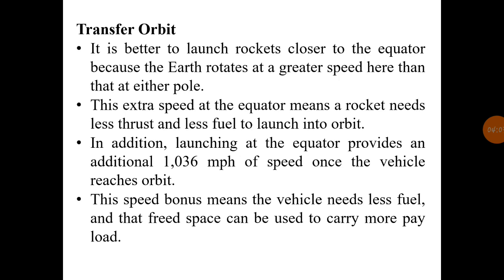The transfer of orbit. It is better to launch rockets closer to the equator, because the Earth rotates at a greater speed here than at either pole. This extra speed at the equator means a rocket needs less thrust and less fuel to launch into orbit. In addition, launching at the equator provides an additional 1036 kilometers per hour once the vehicle reaches the orbit.